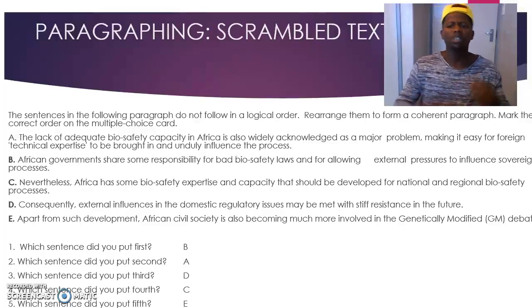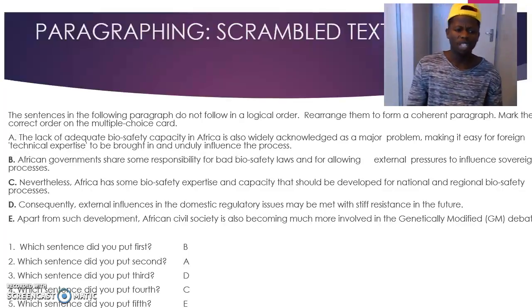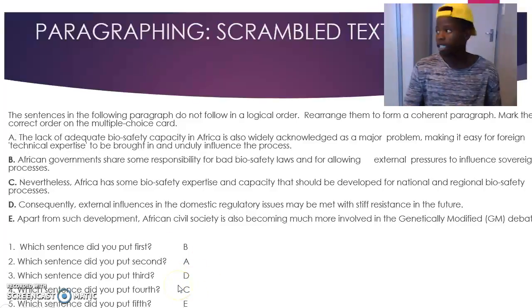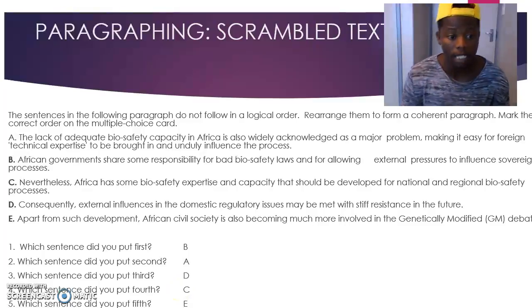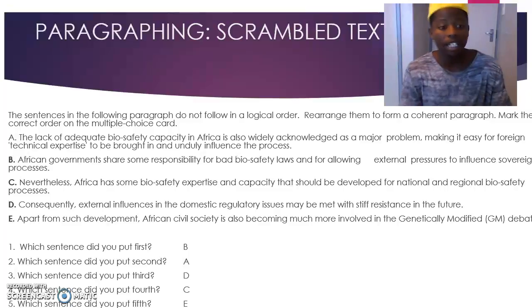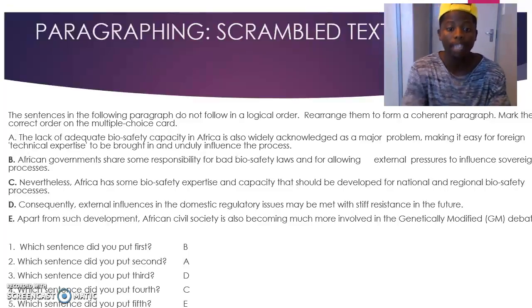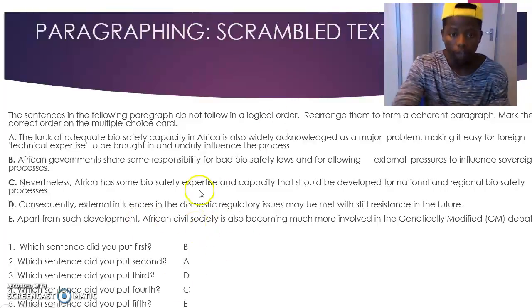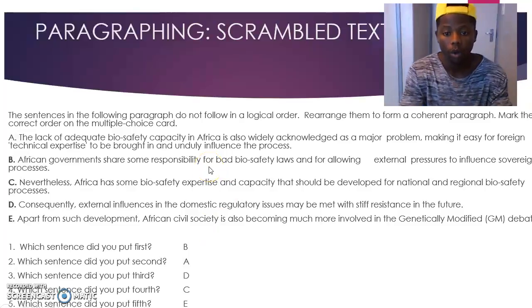Now you can see that this doesn't make sense. What are they talking about? We don't have an idea of what they are talking about. Now this is the good way of starting it. As I've provided there at the bottom of the answers, this is the best way of starting this sentence. We will start with number C: African governments share some responsibility for bad biosafety law and for allowing external pressure to influence the process.